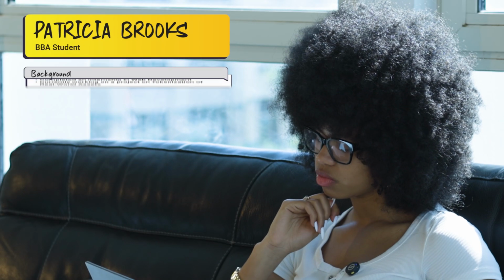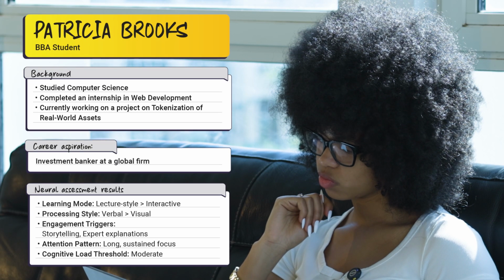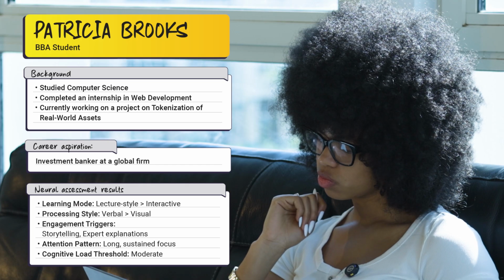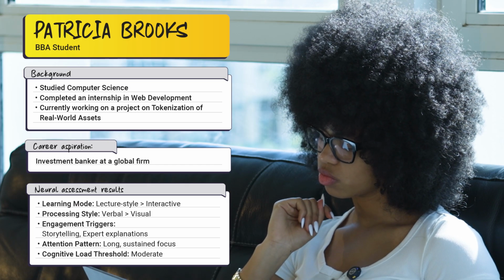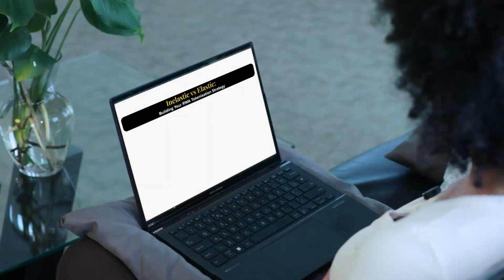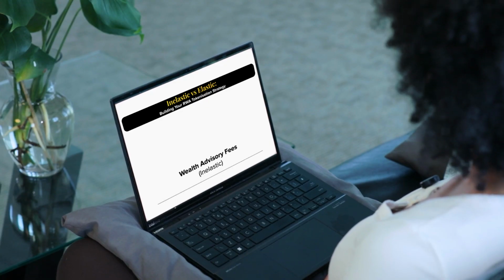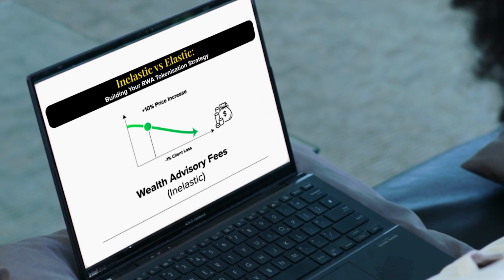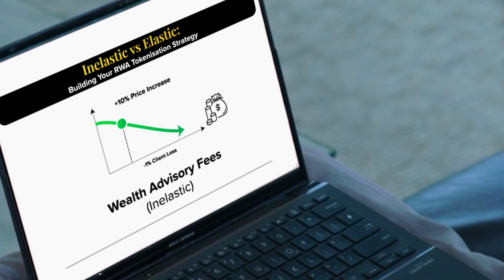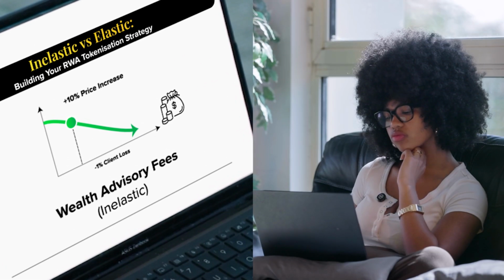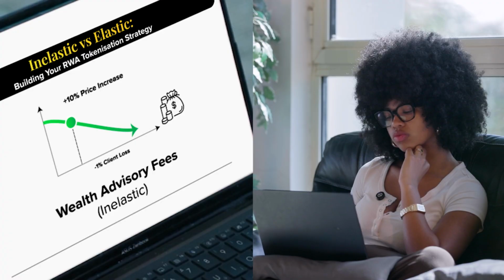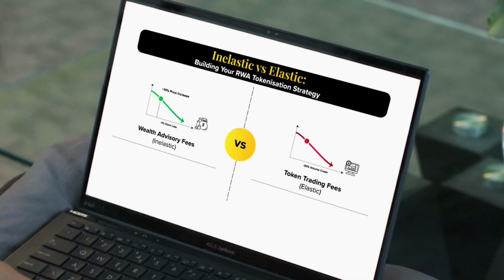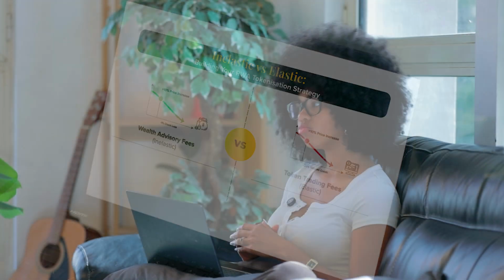Patricia, with your computer science background and your goal of working in investment banking, I want you to think of this as an optimization algorithm for maximizing revenue. Look at this data. Wealth advisory fees are inelastic. A 10% price increase results in only a 1% drop in clients. Revenue goes up because it's viewed as an essential service. Now contrast that with token trading fees. A 10% price increase triggers a 30% drop in volume. Users will simply switch to a competitor.